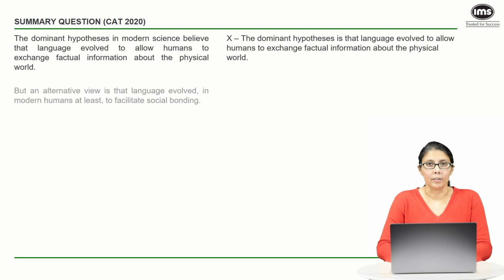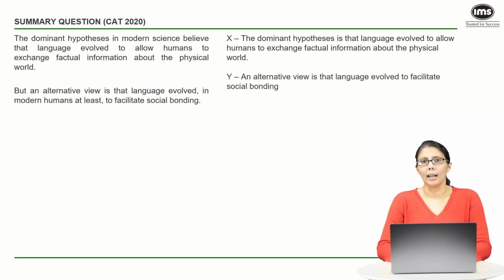The next part of this question talks about an alternative view. All that it's really saying is that the other view is that language evolved to facilitate social bonding instead of just exchanging information. Over here, we need to understand that nowhere is the author asserting that one of these views is correct or more correct as compared to the other. So let's not read more into the question than what is given to us.